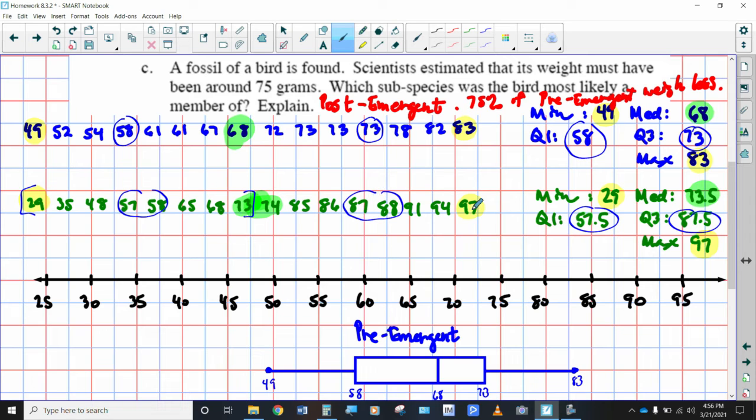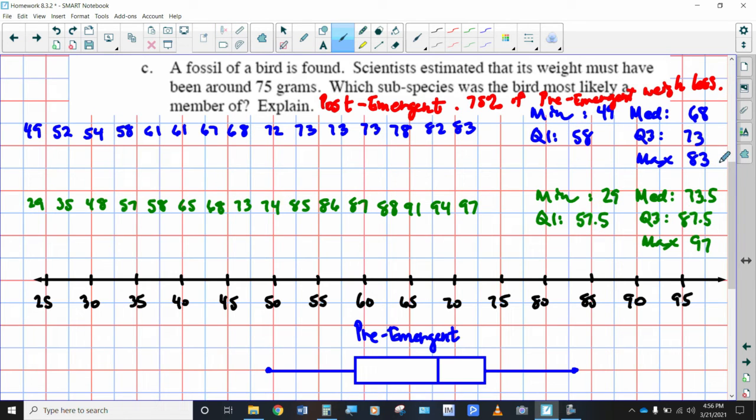Okay, so if there was one post-emergent thrush that weighed 1,000, what are these, grams? 1,000, that would be a huge outlier, and that would change your mean significantly. But it would barely change the median. In fact, if we replace the 97 with 1,000, the median would still be at 73.5. If you added 1,000 here, now the median would become the 74, which is not much of a change. So when you've got an outlier, you choose the median as your average, and that's going to give you a much more accurate average.